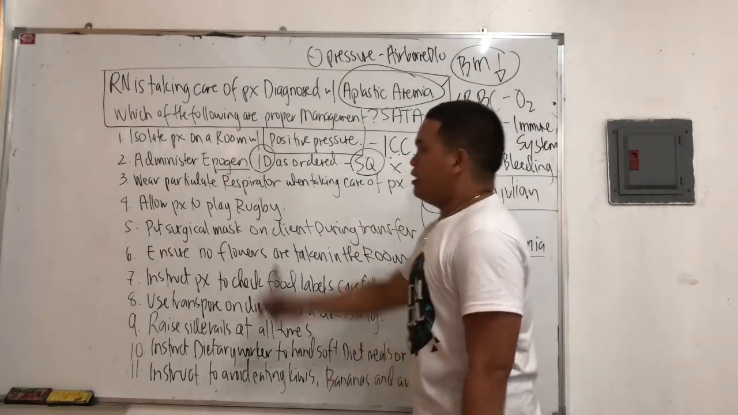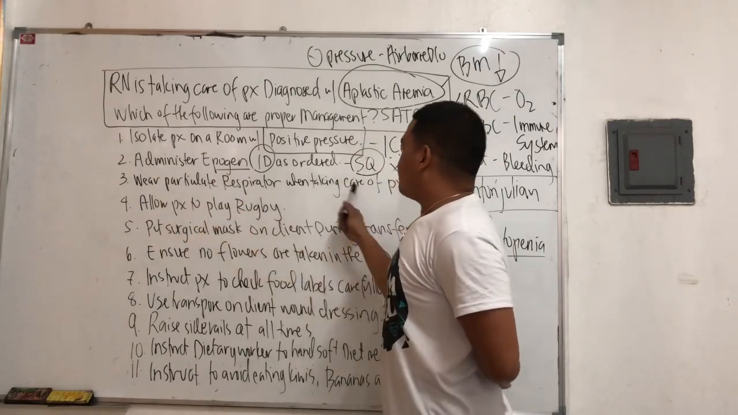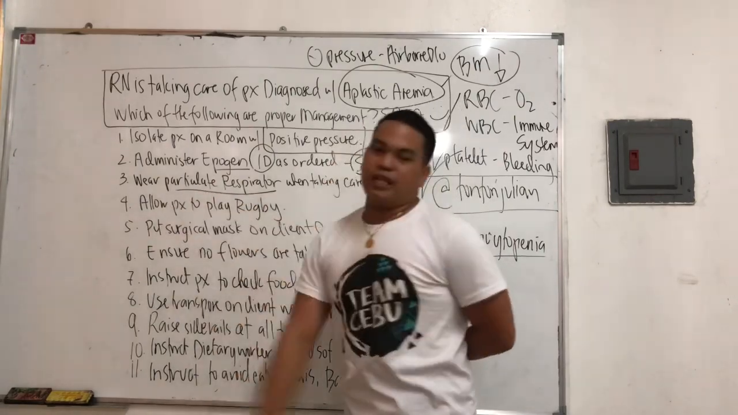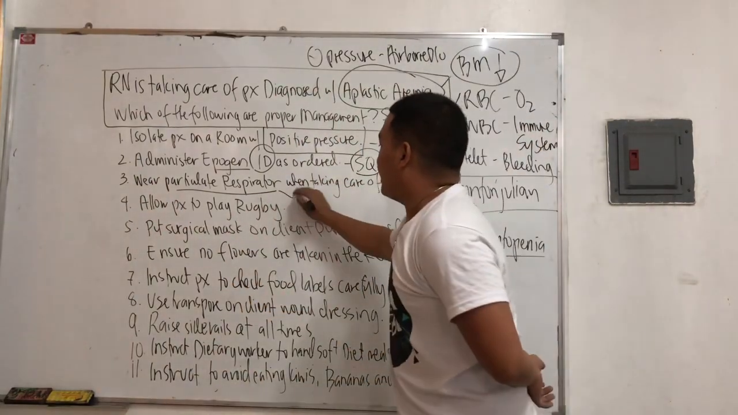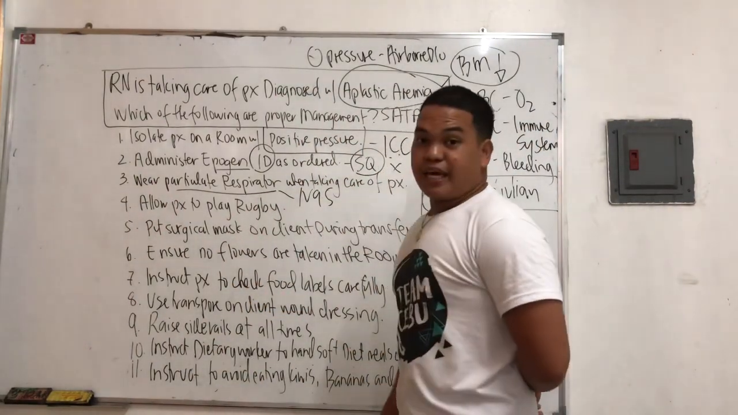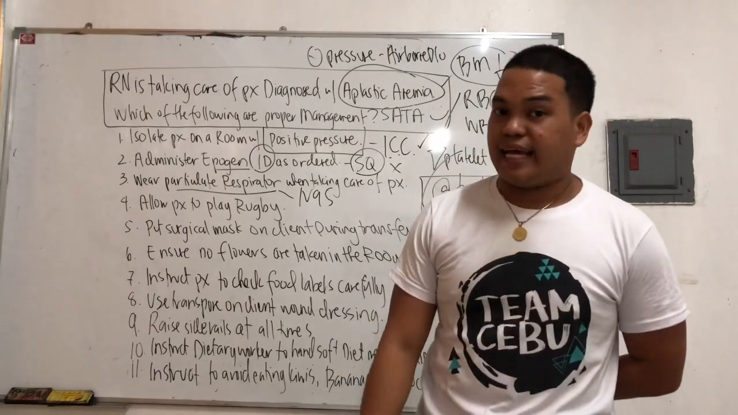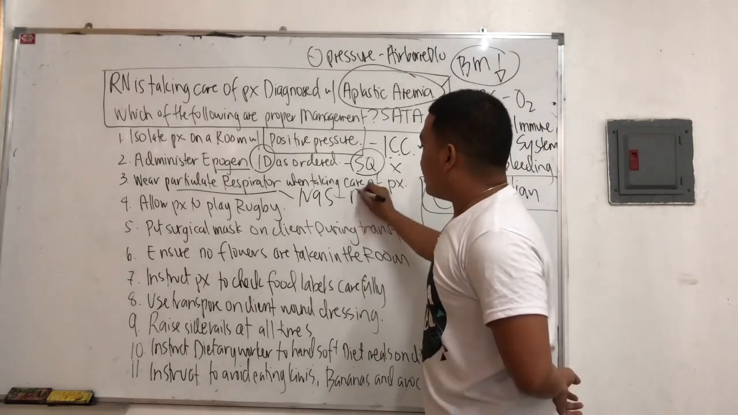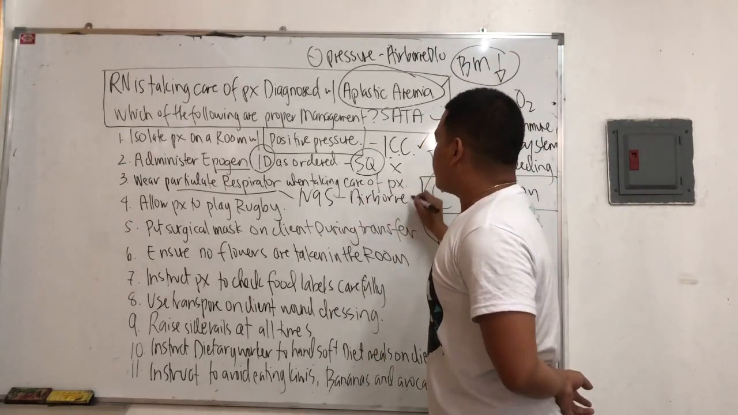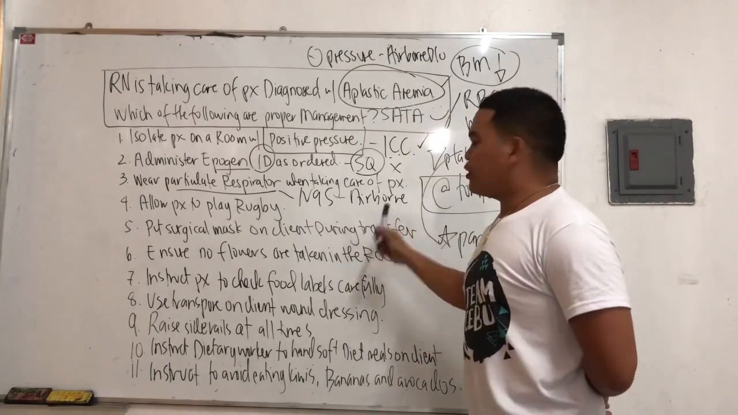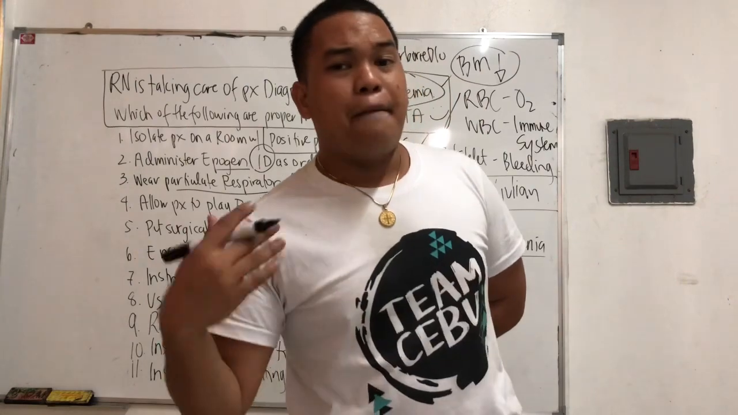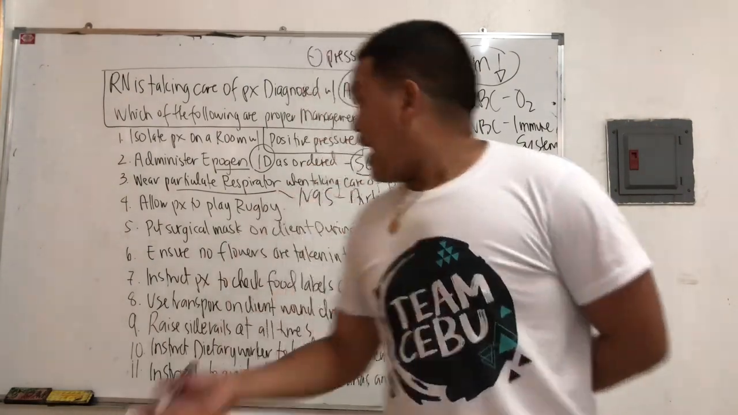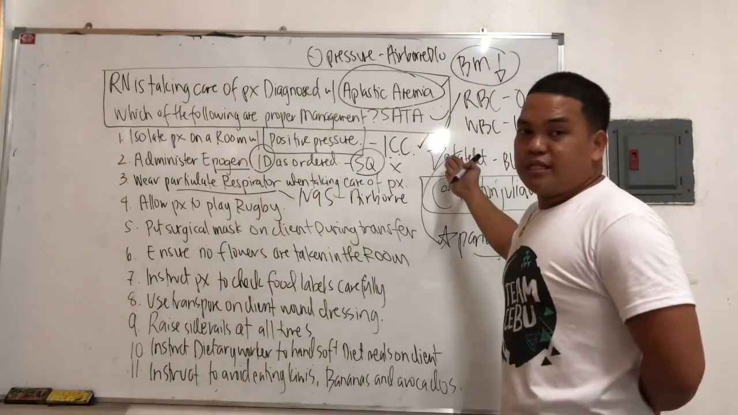Going furthermore, okay, wear particulate respirator when taking care of the patient. Now, particulate respirator, guys, is another term for N95. Okay, and N95 masks, guys, are used only for patients with airborne disorders. Now, if it's for airborne disorders, guys, most likely our patient has no airborne disorders, but rather the patient has decreased levels of RBC, WBC, and platelets.